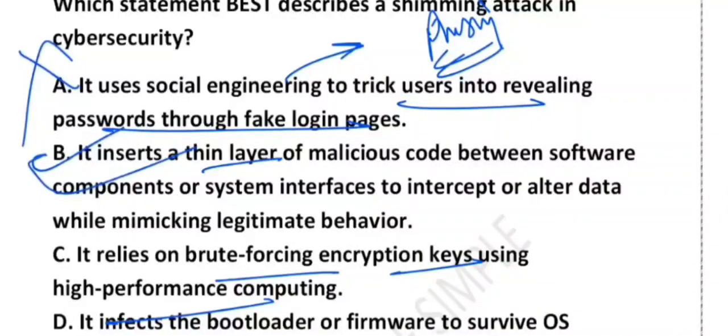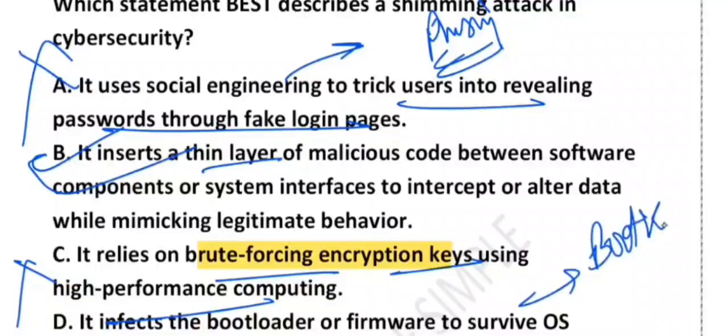What about C? It relies on brute forcing encryption keys using high performance computing. This is regarding brute force, which uses high computational power. It is not related to inserting a layer or intercepting, so C is not the correct answer. What about D? It infects the bootloader or firmware to survive OS reinstallation. That is called a bootkit. They infect the bootloader or firmware and help malware survive OS reinstallation. So option D is also wrong. The final answer to this question is option B.